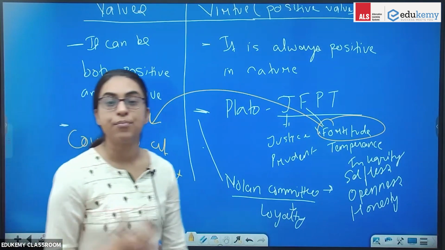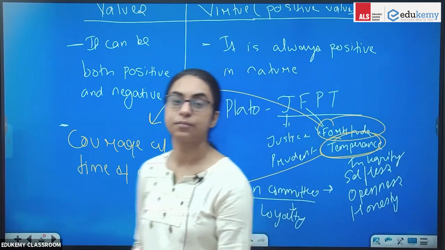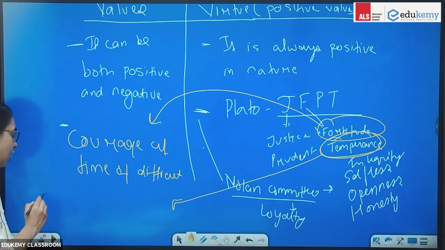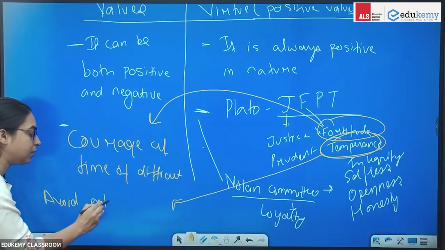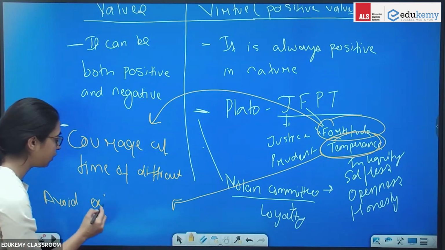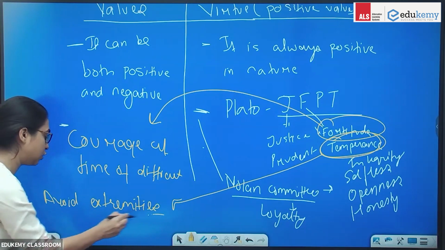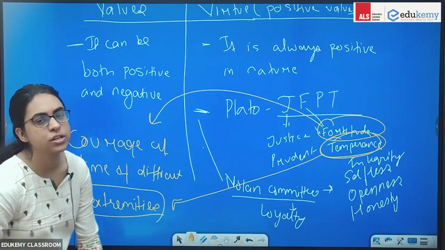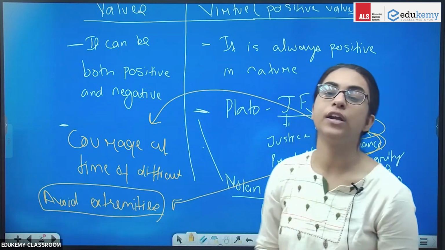What do we mean by temperance? What is temperance? Temperance means avoiding extremities. You have to avoid extremities. It's not emotional intelligence. It's a value. Emotional intelligence is a very different concept.